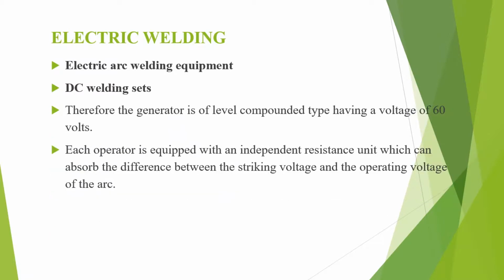Therefore, the generator is of level compounded type having a voltage of 60 volts. Each operator will be equipped with an independent resistance unit which can absorb the difference between the striking voltage and the operating voltage of the arc.